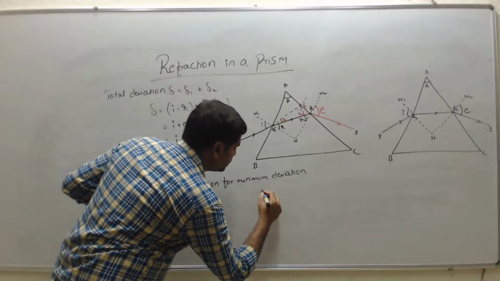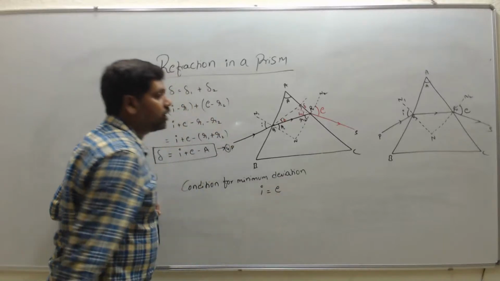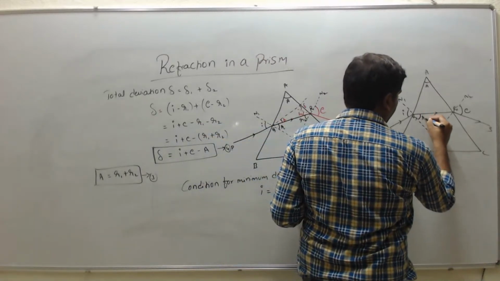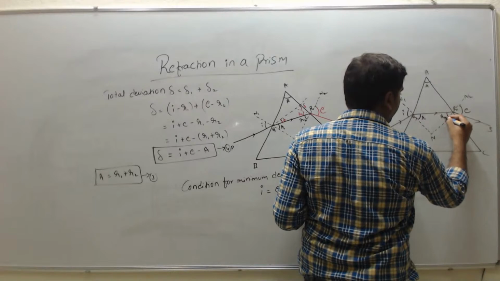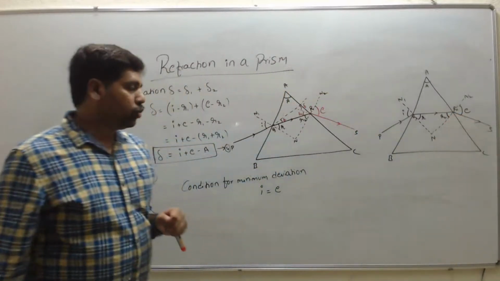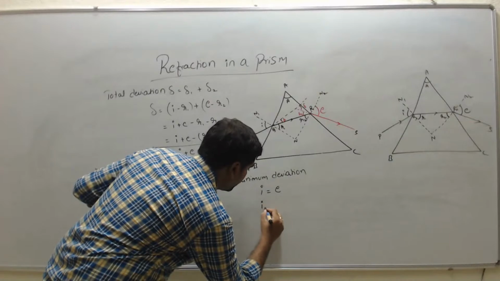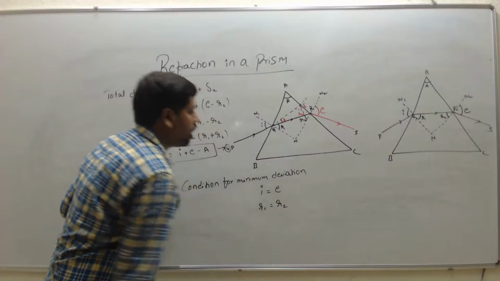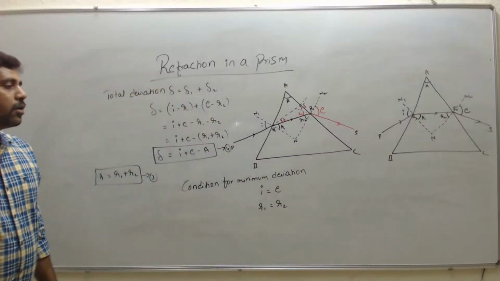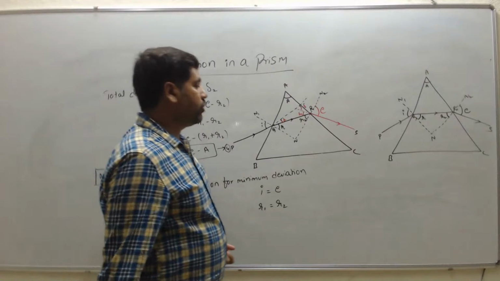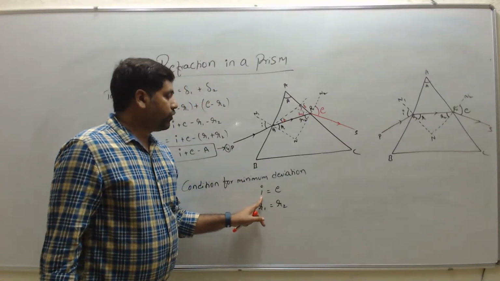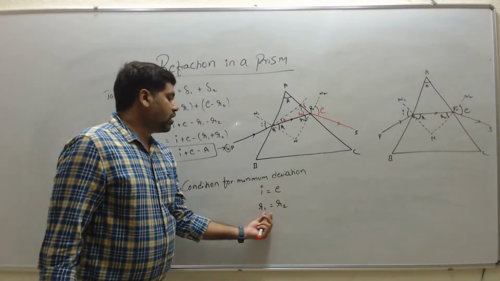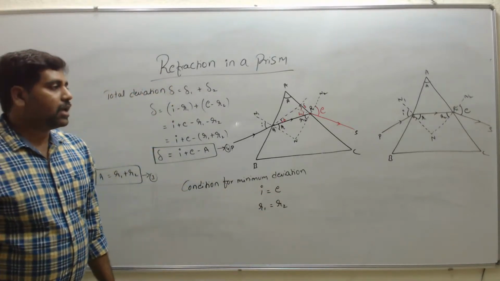Angle of incidence I is equal to the angle of emergence, and also the angle of refraction R1 is equal to the angle of refraction R2. That is, R1 is equal to R2. So this is the condition for minimum deviation. The condition for the minimum deviation is the angle of incidence is equal to the emergent angle, and the refraction angle R1 is equal to the refraction angle R2.